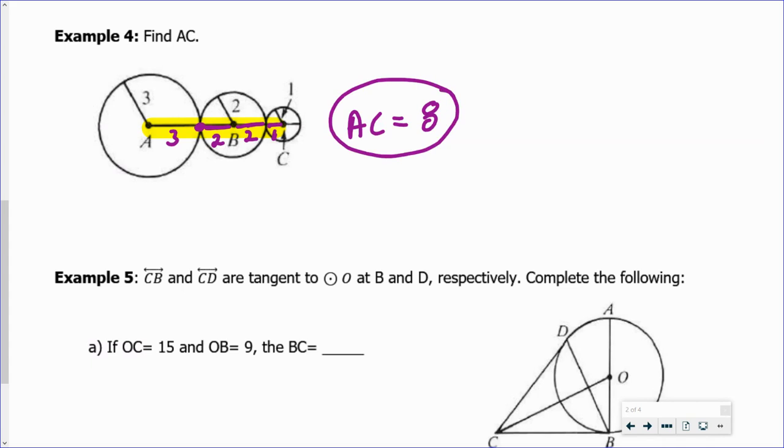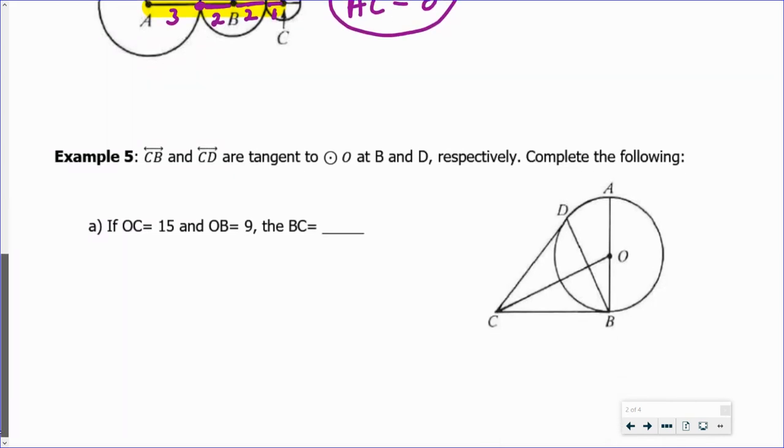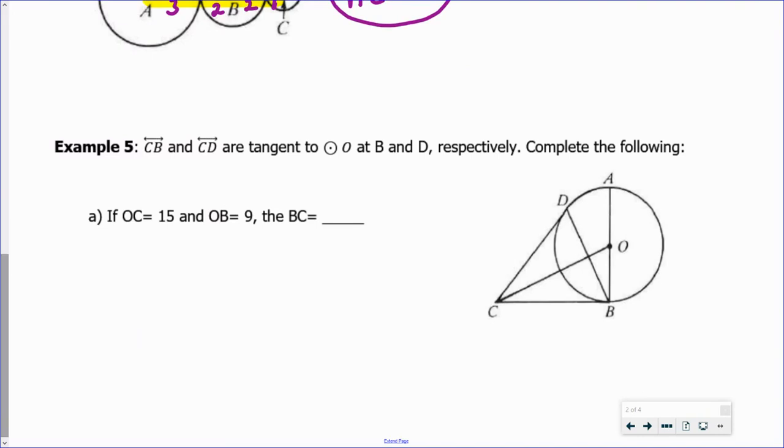All right, and then finally, one more example. Example number 5. All right, so we're told that CB and CD are tangent to circle O at B and D respectively, and we want to complete the following. So we know that OC is equal to 15. I'm going to label that on our diagram. And that OB is equal to 9. And we want to find the length of BC.